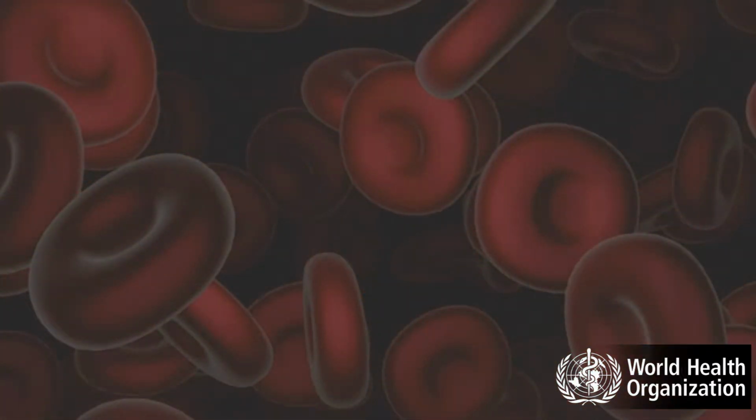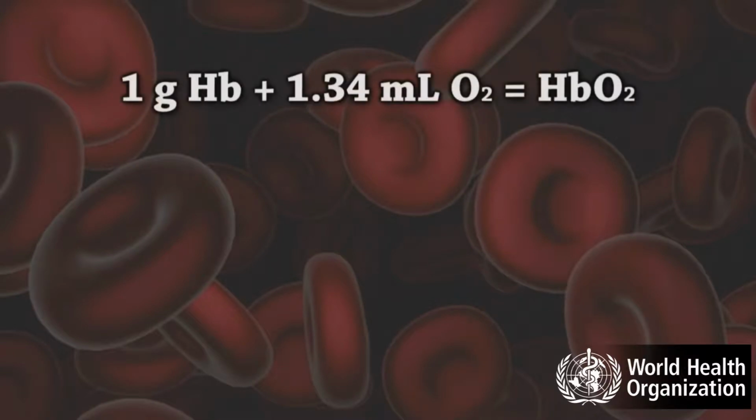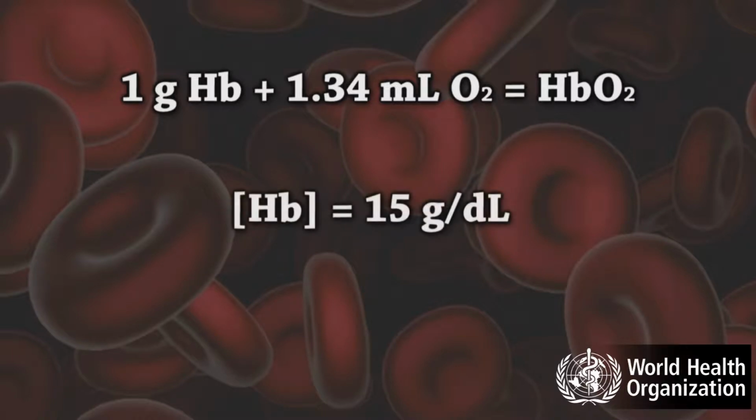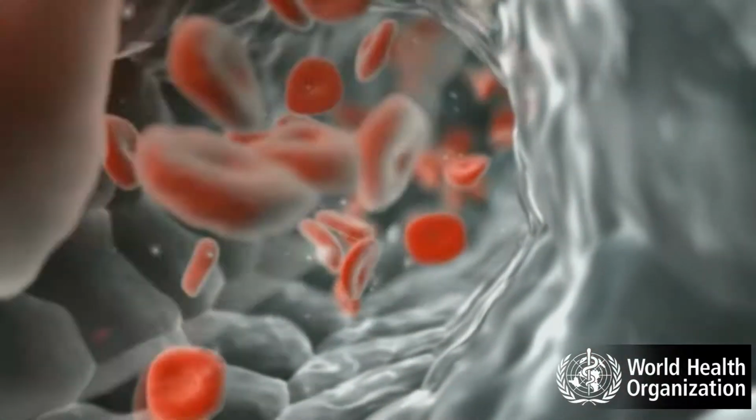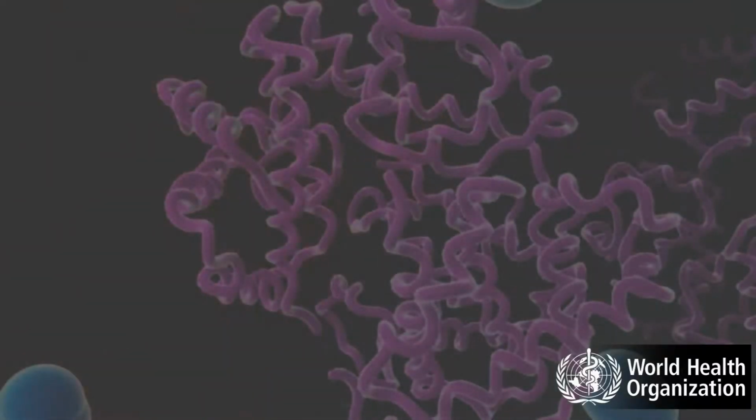Each gram of hemoglobin combines with 1.34 milliliters of oxygen. Therefore, in blood with a normal hemoglobin concentration of 15 grams per deciliter, 100 milliliters of blood carries approximately 20 milliliters of oxygen, combined with hemoglobin. In addition, a small quantity of oxygen is dissolved in the blood.